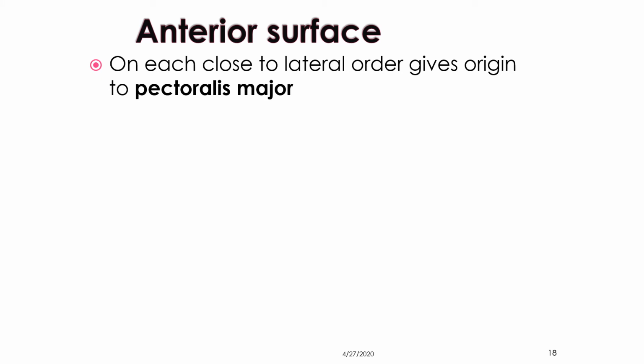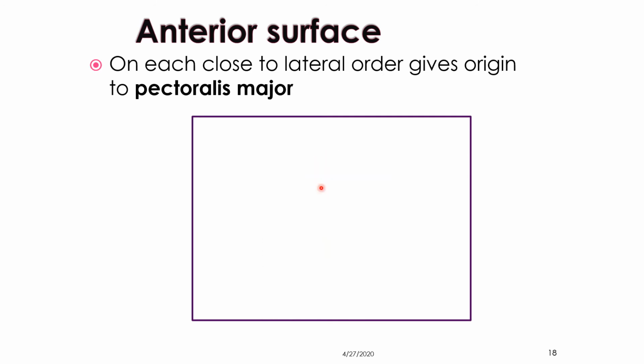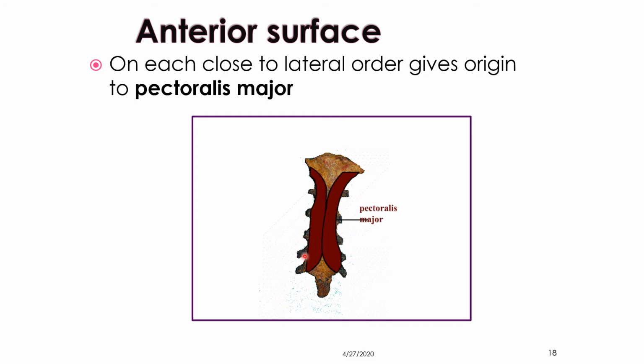We see the anterior surface. On each half, closely related to the lateral border, will be the pectoralis major muscle. So, the anterior surface close to the lateral border gives origin to pectoralis major, which also takes origin from the manubrium.